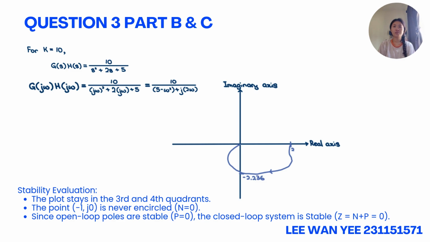In part B, we have the transfer function G(s)H(s) equal to 10 over s squared plus 2s plus 5. By substituting s equal to j omega, we find that at omega equal to 0, the plot starts at the real axis point 2, 0. As omega increases to infinity, the magnitude goes to 0 and the phase approaches -180 degrees. For part C, since the open loop system has no poles in the right half plane and the Nyquist plot does not encircle the -1 j0 point, the closed loop system is stable.